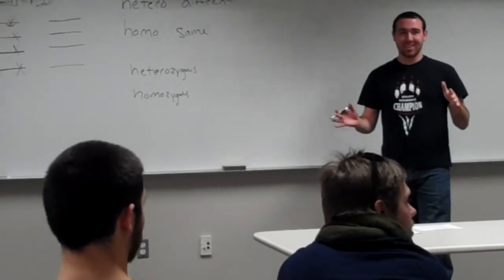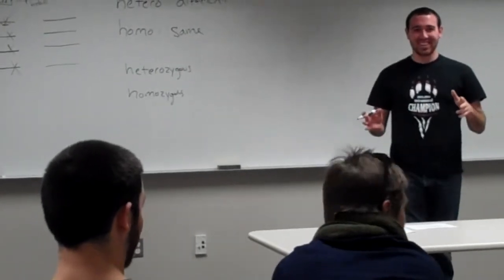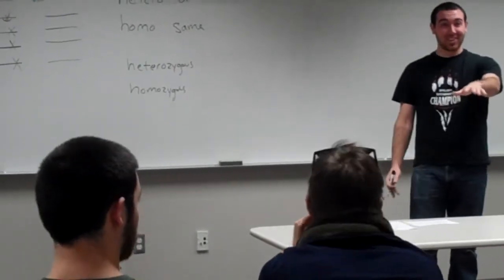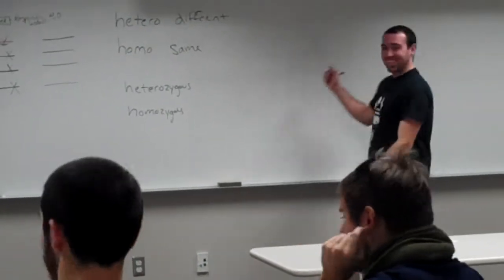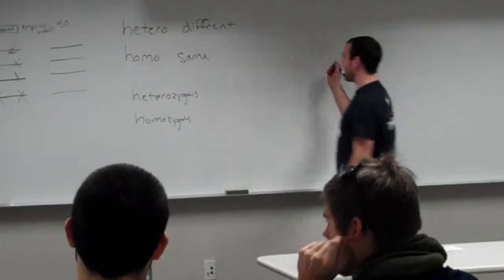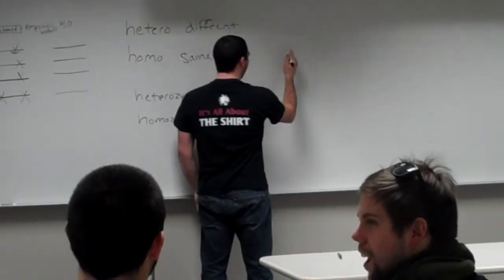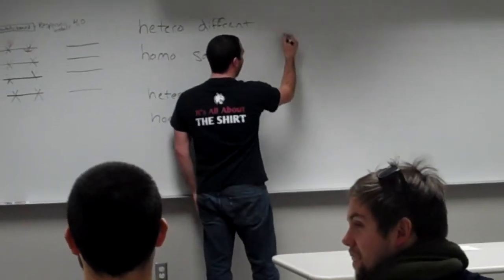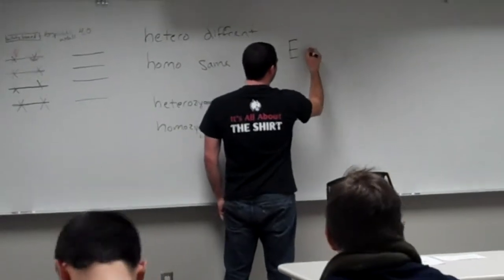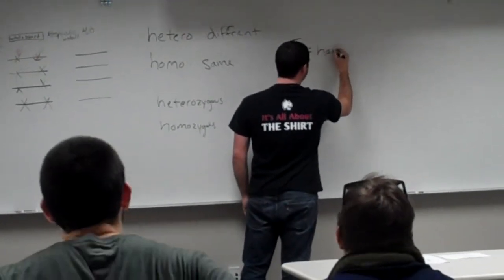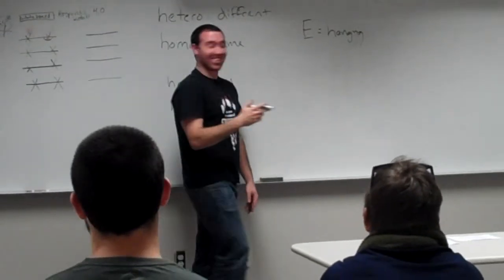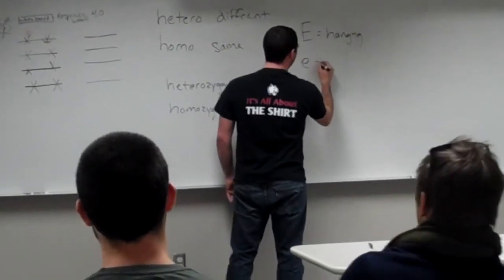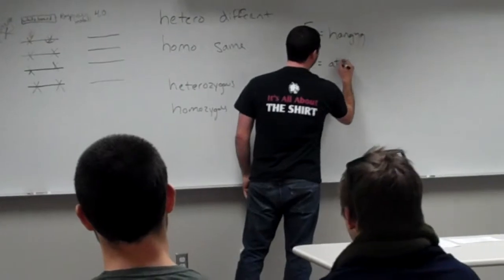I have. No. Do you have hanging earlobes? No. Okay, so you are the recessive allele. You are exemplifying that. So for earlobes, let's go big E for hanging. Does that sound funny? All right. And then we'll go little e for attached.